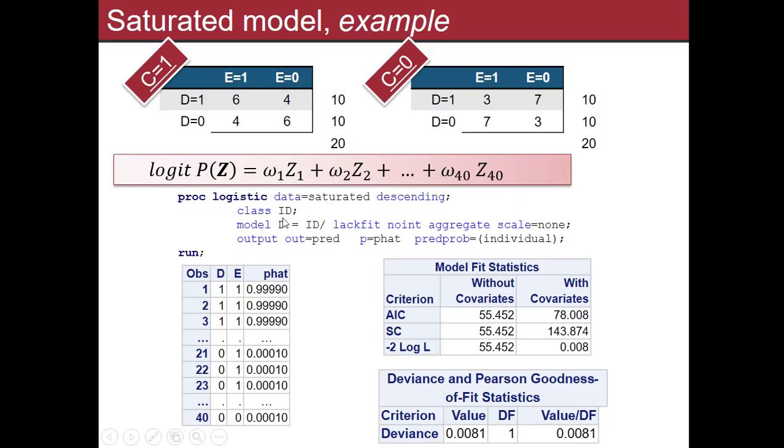The way I fit it was I said class ID, so every person has an ID variable, and so it's making dummy variables for every ID, and then I say model disease equals ID, so you get a different term in the model for every single person. Don't do this at home. This is not something you should do. This is not a practical sort of model.